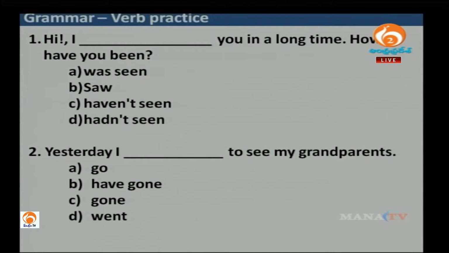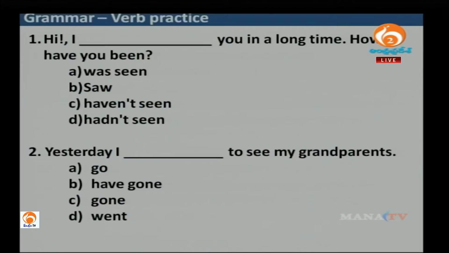Question number 1. Hi, I dash you in a long time. How have you been? I saw you in a long time. I haven't seen you. I hadn't seen you. If I have to pick option D, it's incorrect. If it's hadn't, then I wouldn't be seeing that person now. So option C is the correct answer. I haven't seen you in a long time. How have you been? Basically, when we meet people, we say, I haven't met you for so long. How are you doing? So that is what this particular sentence means.